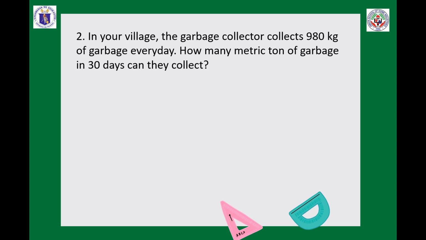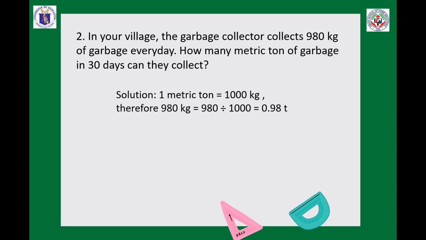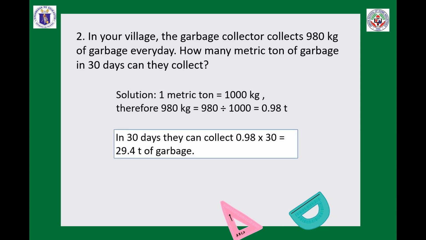Second example, in your village, the garbage collector collects 980 kilograms of garbage every day. How many metric tons of garbage in 30 days can they collect? For our solution, 1 metric ton is equivalent to 1,000 kilograms. Therefore, 980 kilograms is 980 divided by 1,000, equivalent to 0.98 ton. So we're looking for 30 days. So in 30 days, they can collect 0.98 times 30. So the answer for our problem is 29.4 tons of garbage for 30 days.